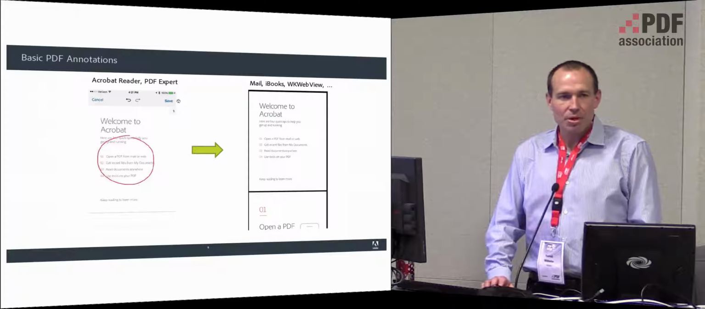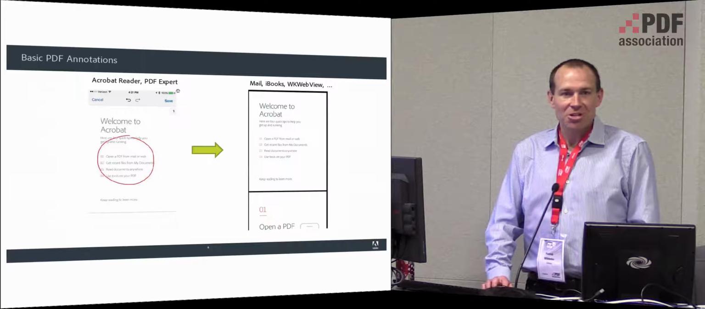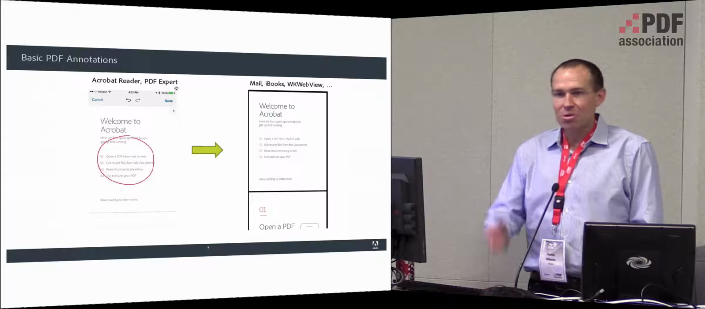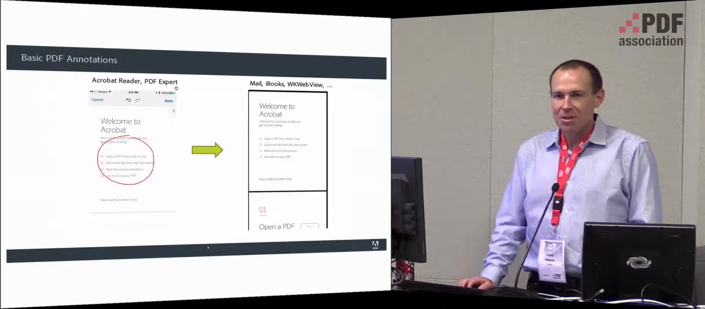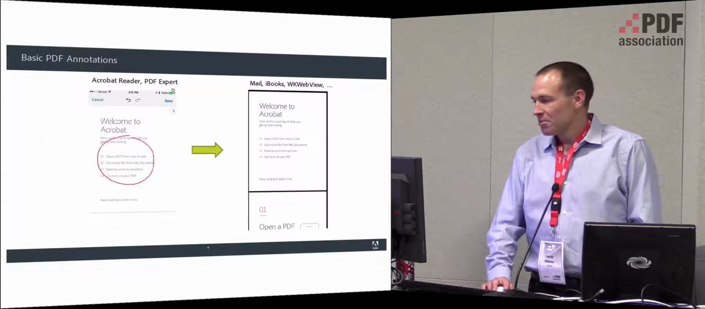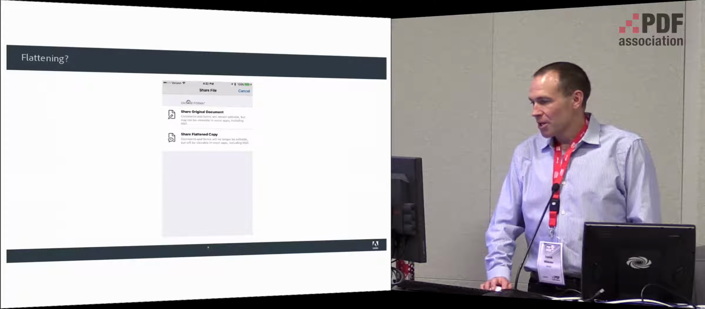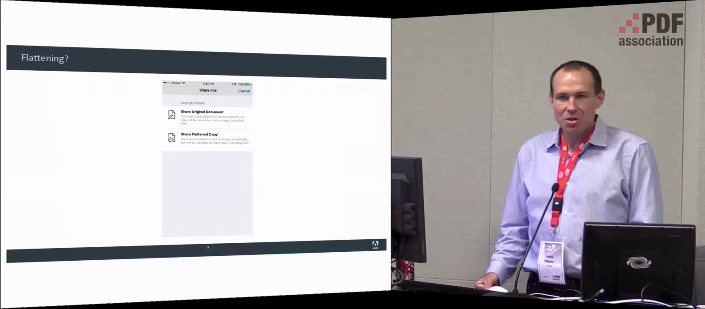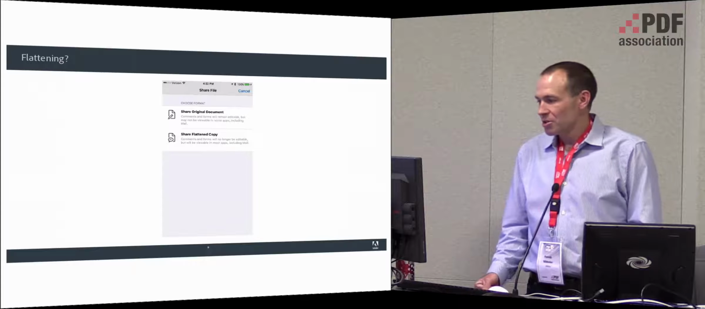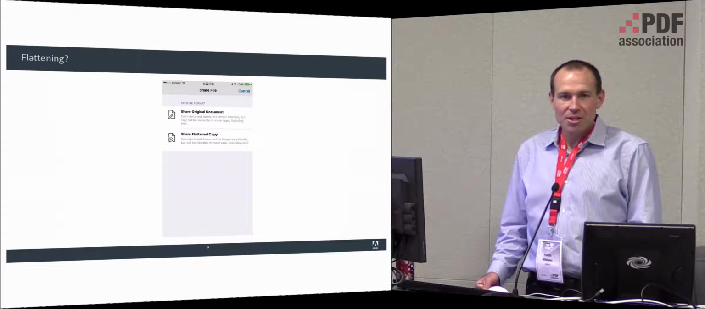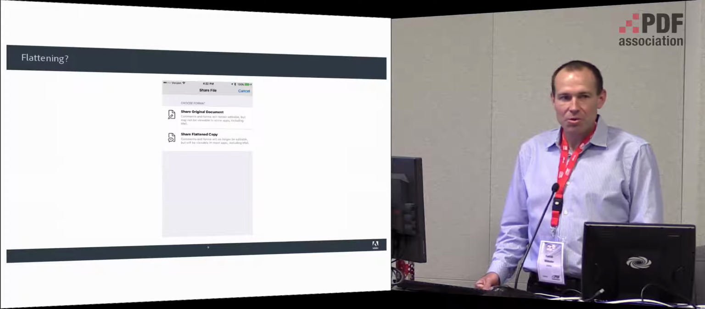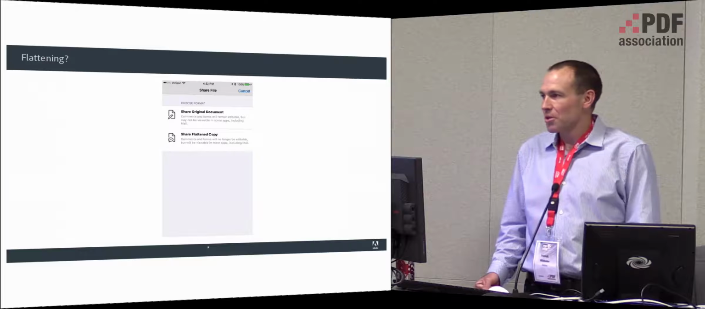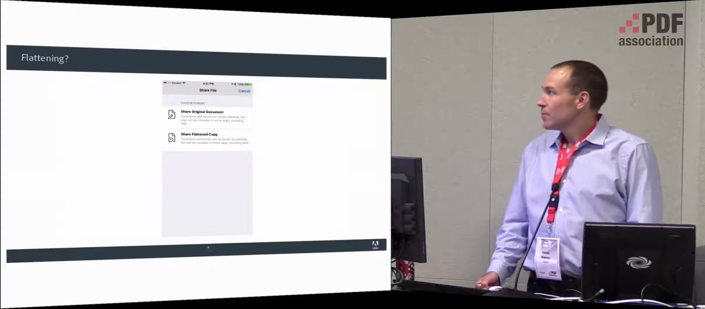So we get a lot of users complaining that they can't view their annotations, that we've lost their annotation, as soon as they start to send it in Mail. I'm sure you guys who have viewers have the same problem. So you're kind of left with a choice: you either flatten it so that it's not editable anywhere else, or you share the original and let the user think that you lost their data, or you give them a choice, which is something we don't like to do, but you probably can't read this.